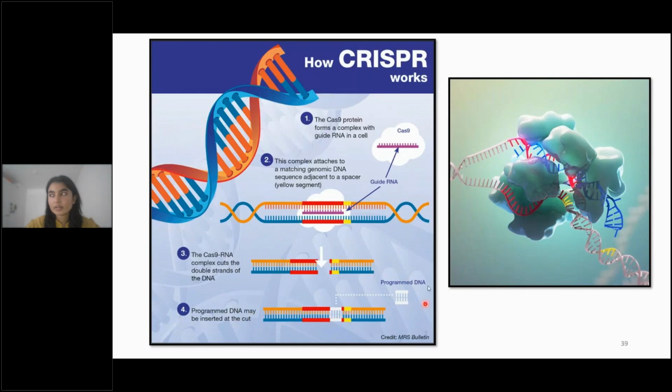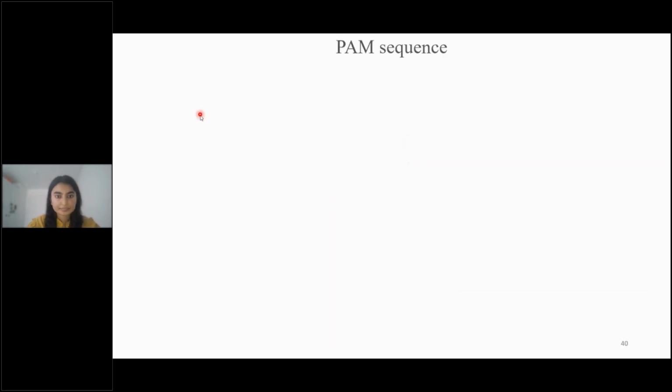So if I don't want the gene to be inactivated, but I want to replace it with a healthy gene, what will I do? I'll put a programmed healthy copy of the gene in the environment, and once the Cas9 cuts it, the healthy copy will go and sit in the cut region. So now the mutant copy is replaced by a healthy copy, and this is what happens inside a cell.